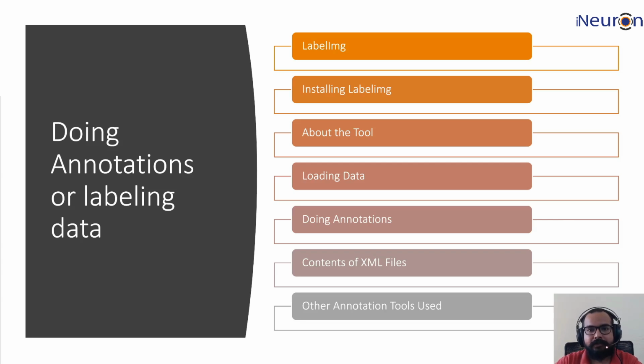of annotation. So the output of an annotation is an XML file. We'll be talking about those XML files. And finally, what other annotation tools are available. So there are multiple options. We'll be talking about a few of them.